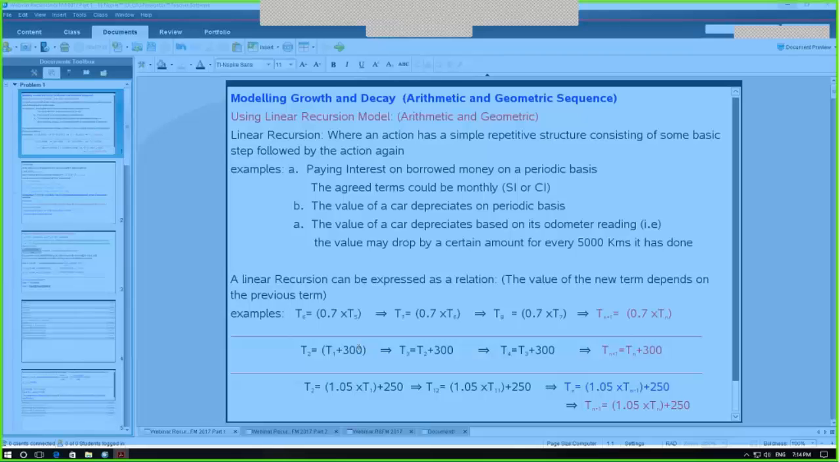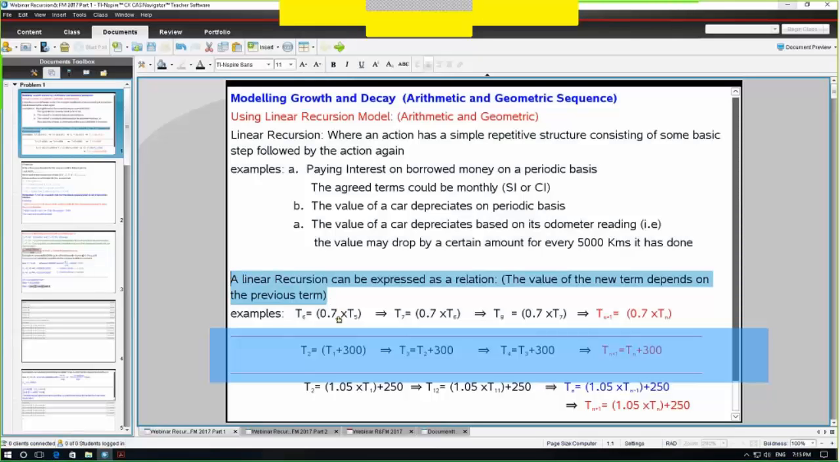Okay. My screens are very self-explanatory, so I won't go through everything on the screen. But I'll just highlight the terms that I would like to focus on. That's basically an explanation of linear recursion. Linear recursion can be expressed as a relation, and the value of the new term depends on the previous term. And then I've got some examples there. So that's just a quick explanation of what linear recursion is.